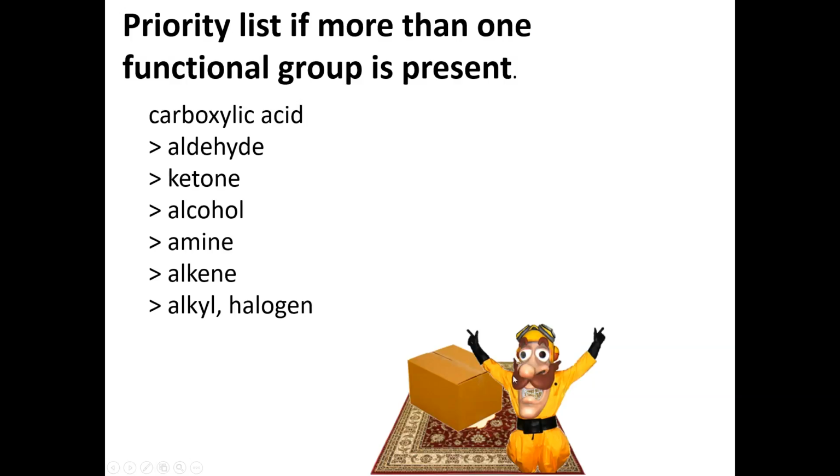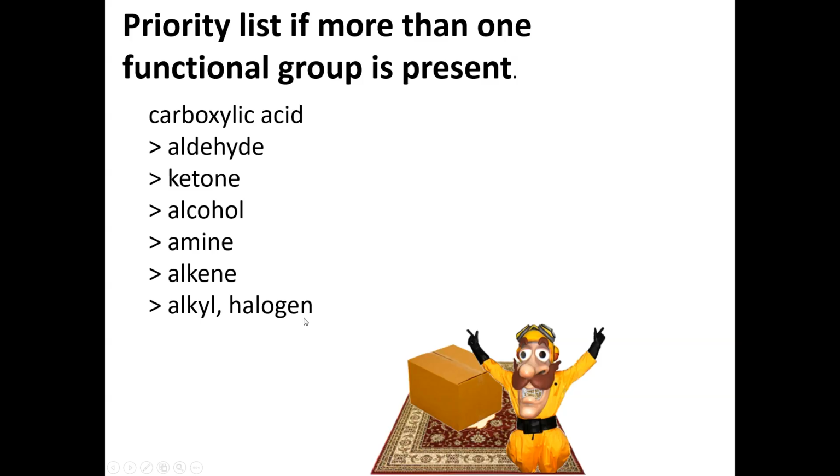Kia ora. What happens when you have more than one functional group present in an organic molecule? Well, the answer is you need to have a priority list, and this is the order you need to know for NCEA Level 3. The carboxylic acid is the most important and takes priority over the aldehyde, the ketone, the alcohol, the amine, the alkene, and then the halogen and an alkyl side chain are the same priority.